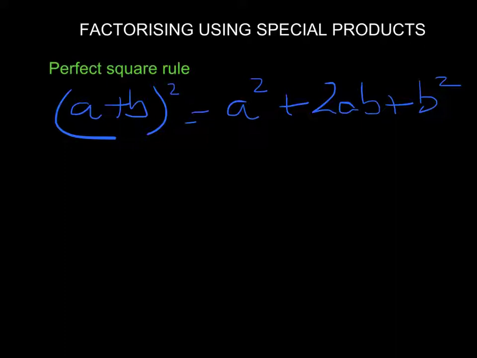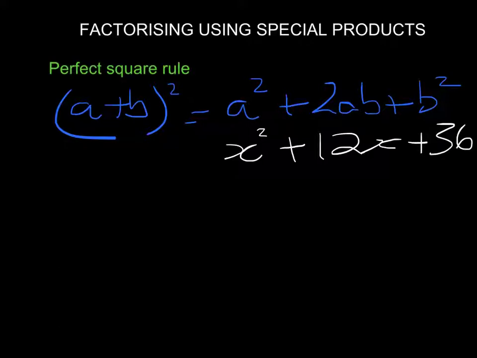So let's do an example. What if I've got x squared plus 12x plus 36? In order for me to figure out what a and b are, I've got to look back at this. What was the expansion? What was a and what was b? For me to figure out whether or not this is going to be a perfect square, I have to square root this, times it by 2, times it by this, and do I get this as my answer?